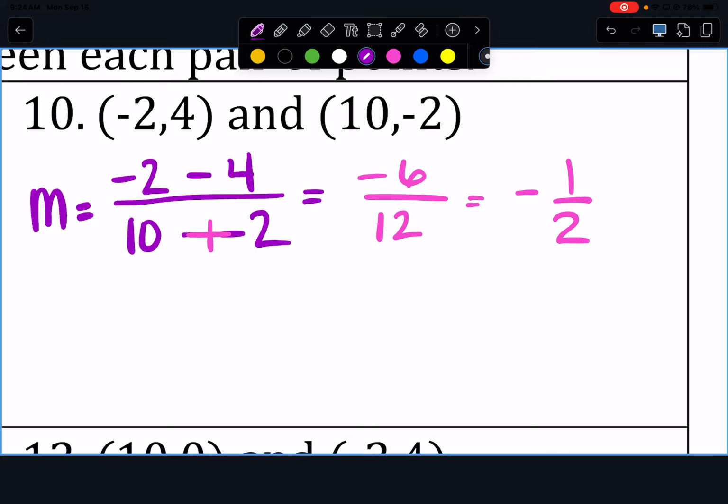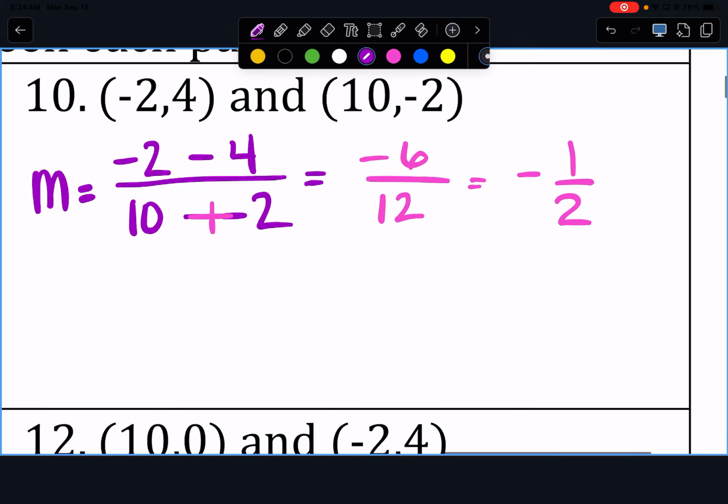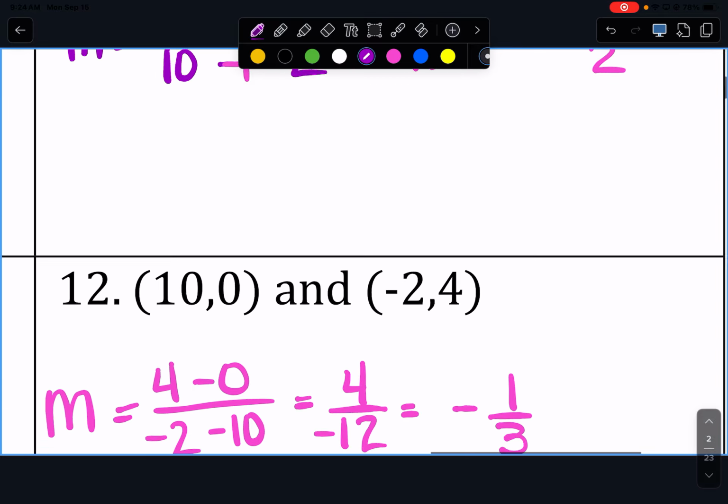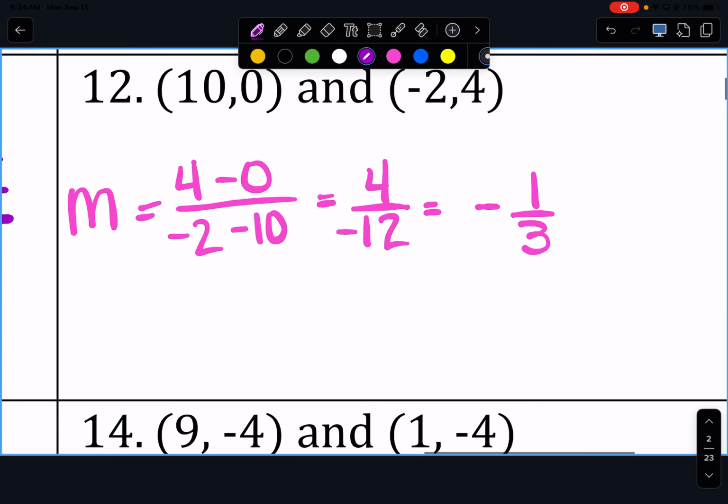All right, for number 12, what do you get? Negative 1/3. Yes. Okay, because 4 minus 0 is 4. Negative 2 minus 10 is negative 12. 4 over negative 12 equals negative 1/3.